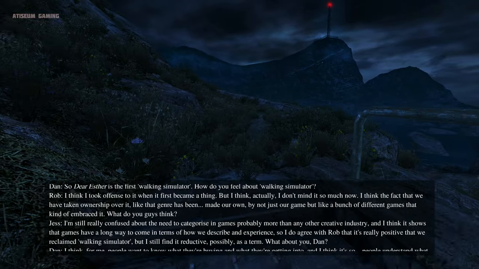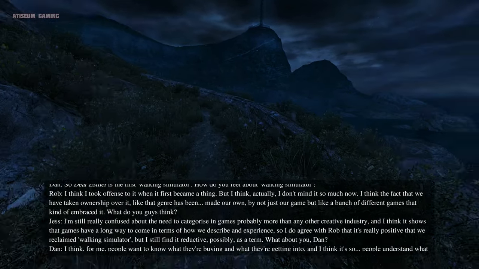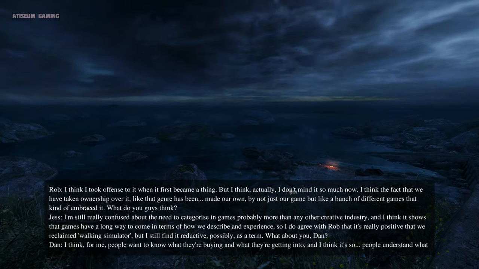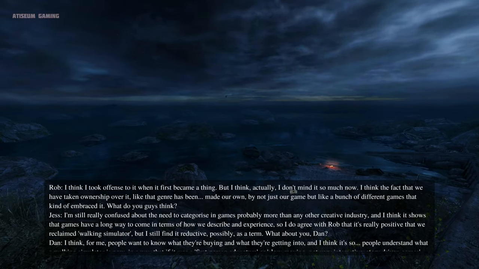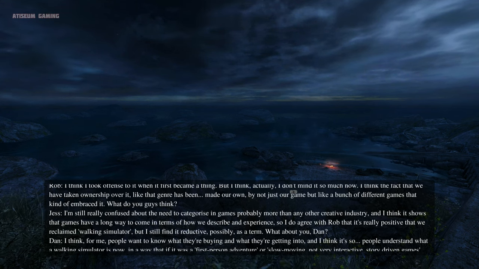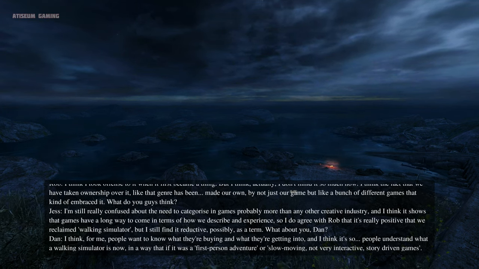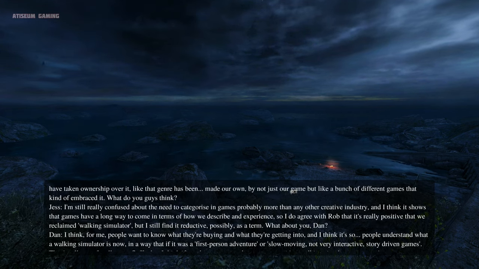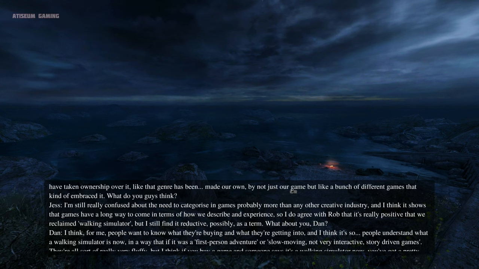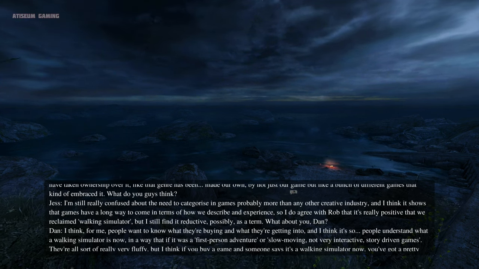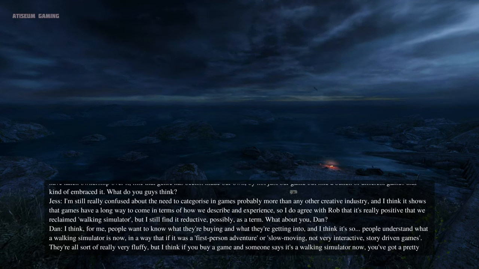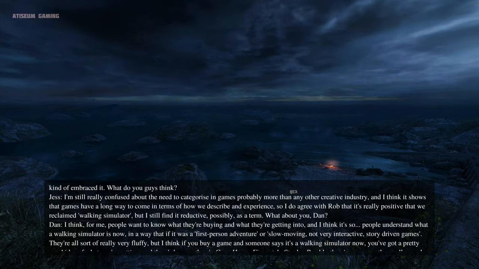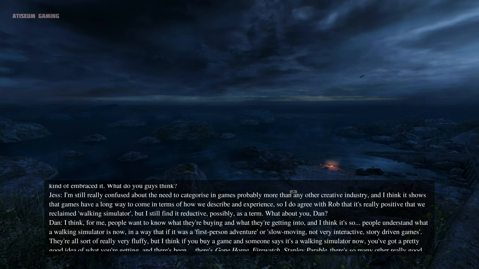How do you feel about walking simulator? You know what? I think I took offense to it when it first became a thing. But I think actually I don't mind it so much now. I think the fact that we have taken ownership over it, that genre has been made our own by not just our game, but a bunch of different games that have embraced it. I don't know, what do you guys think?